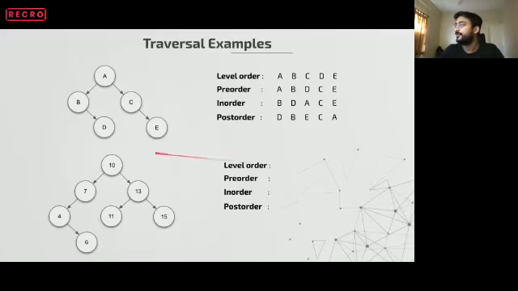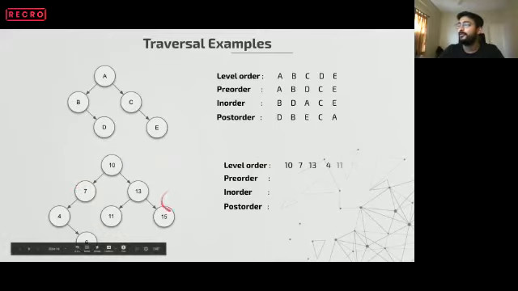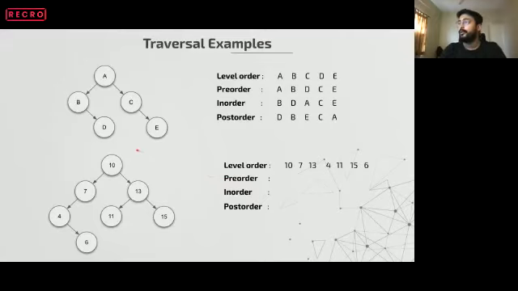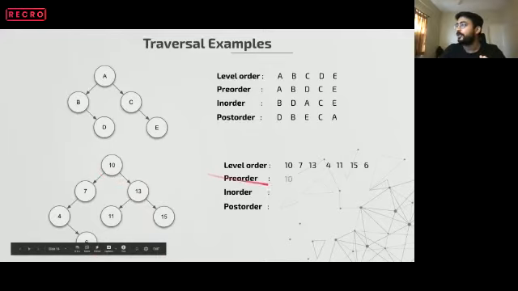So level order traversal is pretty simple. 10, 7, 13, then 4, then 11, then 15, then 6. Okay. Now going to pre-order. So since it's a pre-order, we have to process the root first. So we'll process 10 first. So the 10 is our first output.